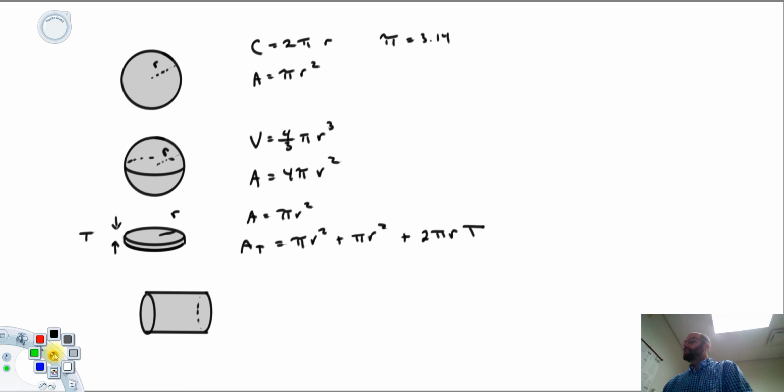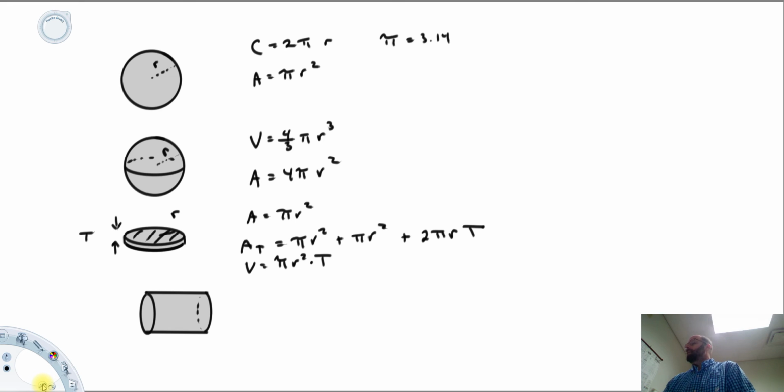Another important geometric factor is the volume of this thing. If we take the surface area right here, pi r squared, and we multiply by the thickness, we now have the volume of this object.